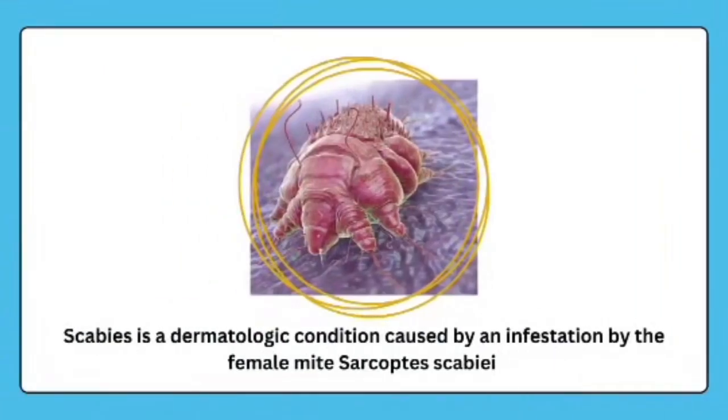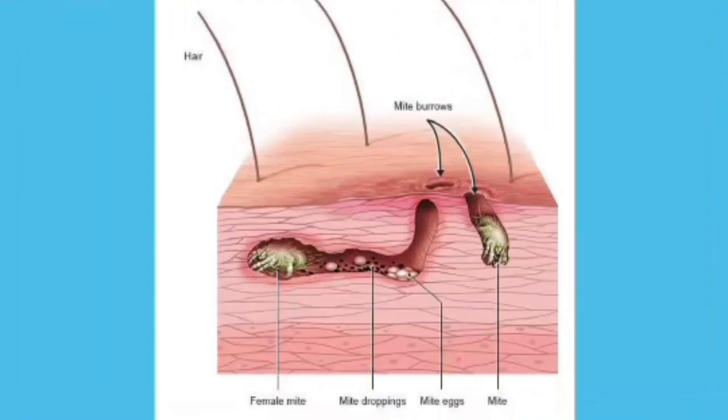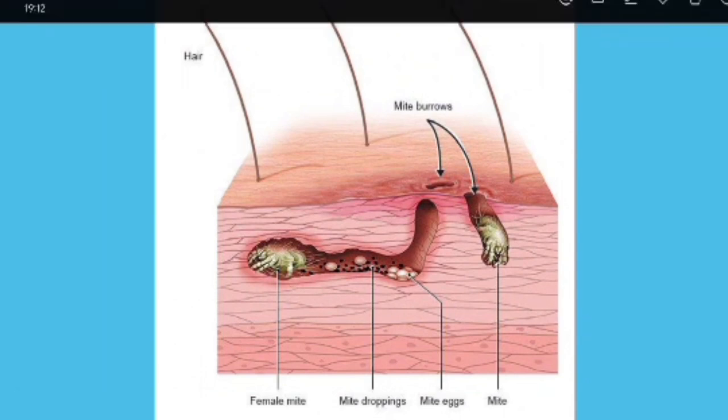Causes: Scabies is a dermatologic condition caused by infestation by the female mite Sarcoptes scabiei. The mites burrow into the skin to live and deposit eggs in the burrow tracts they have created. Once hatched, the larvae move to the skin surface and spread across the body. They take about 25 to 60 minutes to burrow into the skin. The female mites, about 0.3 to 0.4 millimeters long, are the ones that infest humans.